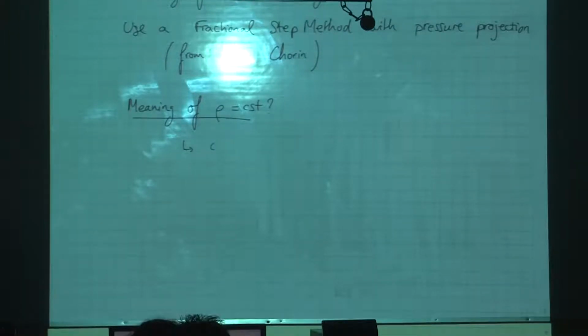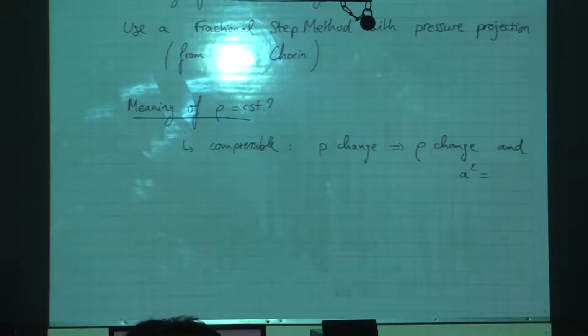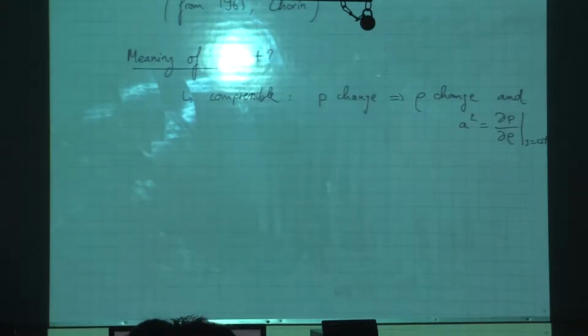If we were compressible, we would expect that the change in pressure would imply a change in density, related with the speed of sound a, such that a squared is just dp d rho at constant entropy. This should be nothing new. We're not going to talk much about this.